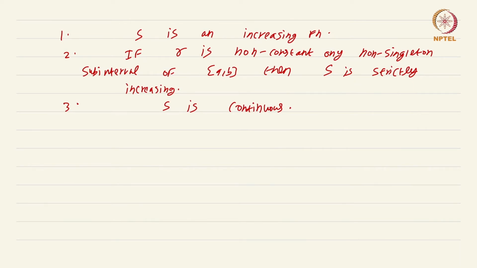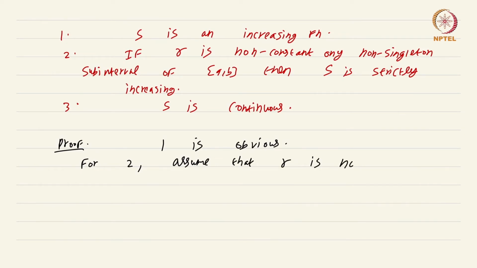So let's see a proof. Proof: 1 is obvious. I'm not even going to dignify 1 with any more time. For 2, assume that gamma is non-constant on non-singleton subintervals.